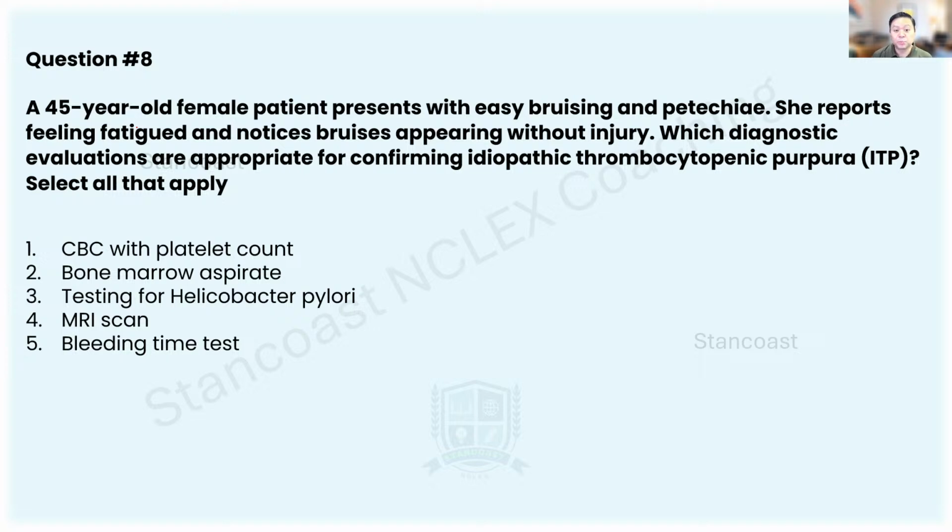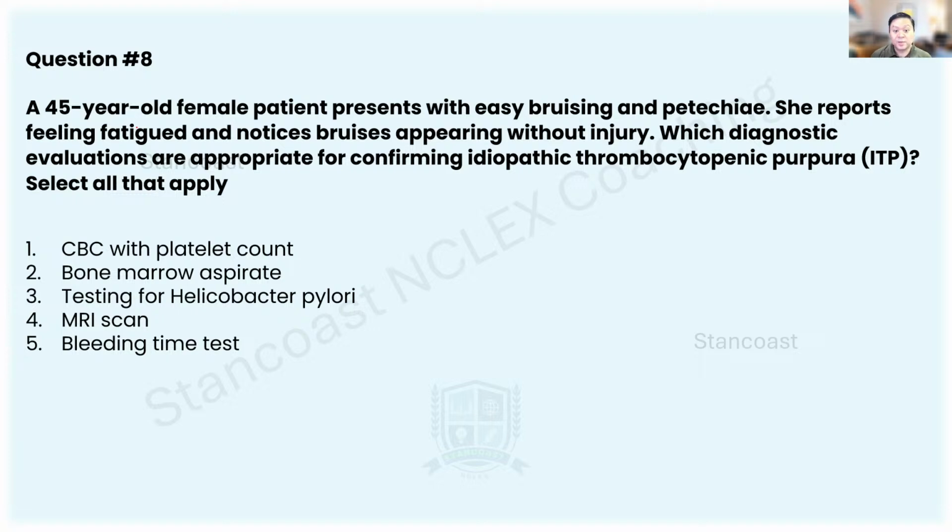Number 8. A 45-year-old female patient presents with easy bruising and petechiae. She reports feeling fatigue and notices bruises appearing without injury. Which diagnostic evaluations are appropriate for confirming idiopathic thrombocytopenic purpura? Select all that apply. 1, CBC with platelet count. 2, bone marrow aspirate. 3, testing for Helicobacter pylori. 4, MRI scan. 5, bleeding time test. So I'm seeing 1, 5, 1, 2, 5, 1, 5. Okay, let's reveal the answers.